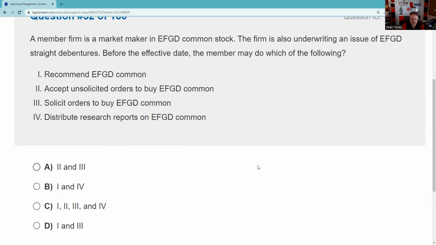I like this. So, the idea here is, can I make a recommendation? Yeah, I can if it's non-equivalent securities. Before the effective date, the member may do which of the following? So let me just see. I'm a market maker. I'm underwriting the debentures. So recommend the common stock? Yes, because that's a non-equivalent security. The convertible would be no. Accept unsolicited orders? I can always do that too, certainly. 3, solicit orders to buy? Yeah, based on the recommendation, sir. Distributes research on the common. What this is getting at is that the straight debt and the common are non-equivalent, right? So it's 1, 2, 3, and 4.